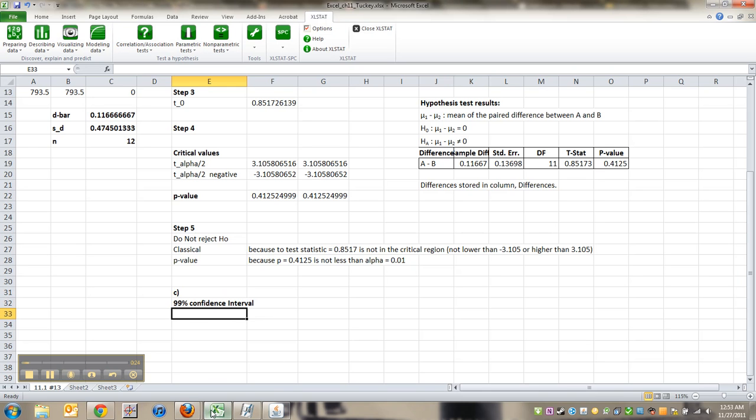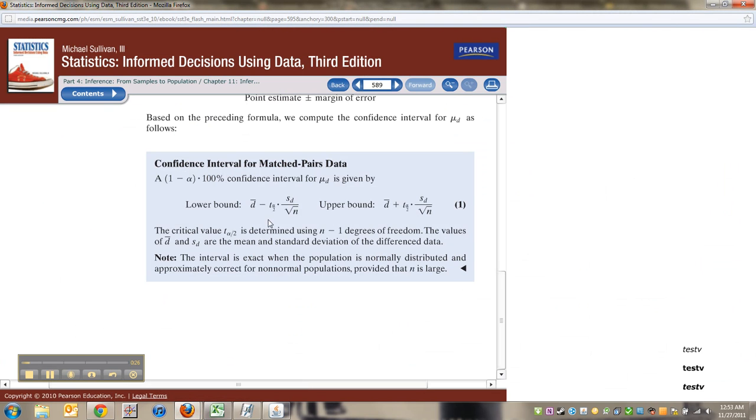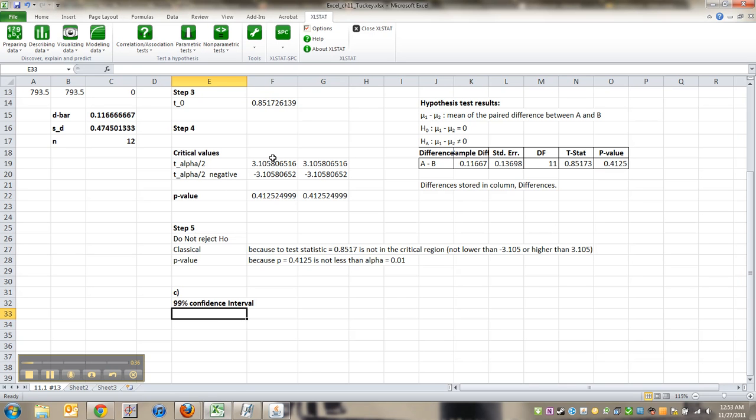Now, the formula for that is right here: d bar minus t alpha over 2, s_d over the square root of n, and all that jazz. The good news is that you've actually already found t alpha over 2. You did it when we did the classical method right here. That's one of the advantages to doing the classical method. So let's write it out.